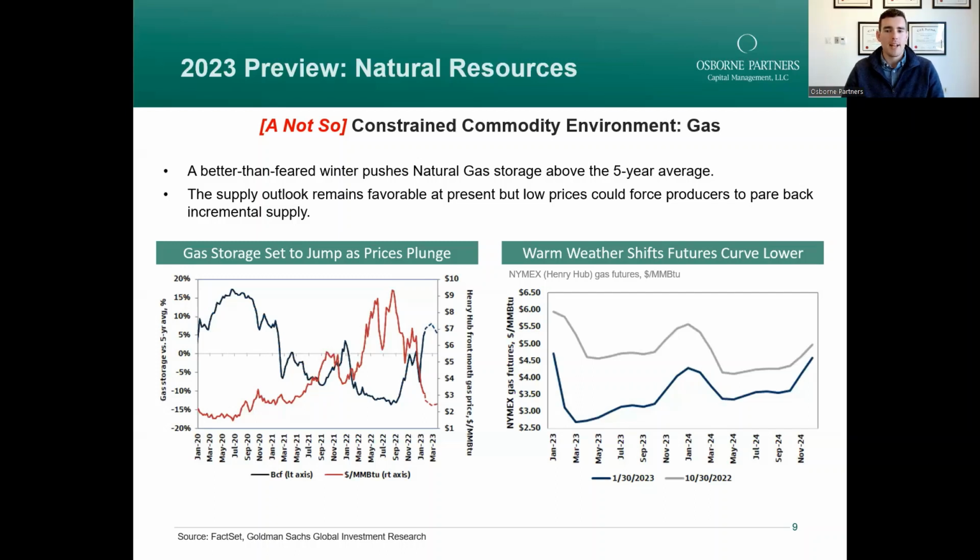On the right-hand side, that chart depicts basically the same message in a different way through the futures price curve, whereby that blue line is shifted lower, which represents the price curve as of the end of January. And the gray line was the pre-winter futures price curve, which was, again, much higher, representing a tighter, higher price supply environment.